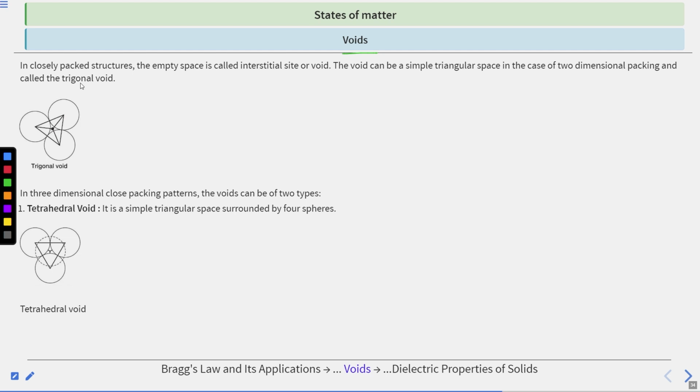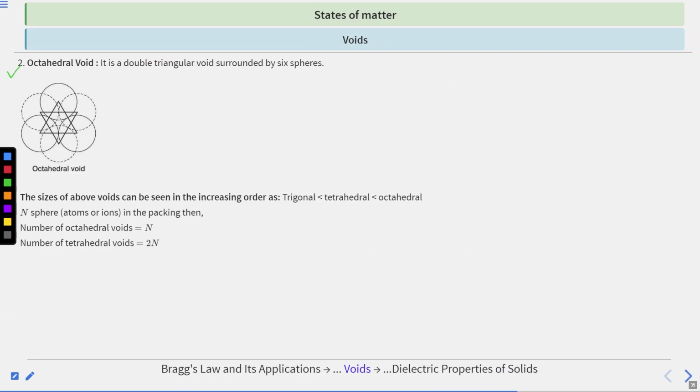Voids. In a closely packed structure, empty space is called an interstitial site or void. A void can be a simple triangular space in case of two-dimensional packing, called a trigonal void. This is a diagram of a trigonal void. And in three-dimensional close packing patterns, the voids can be of two types: tetrahedral. This is the diagram showing the tetrahedral void. And octahedral. This is the octahedral void diagram.